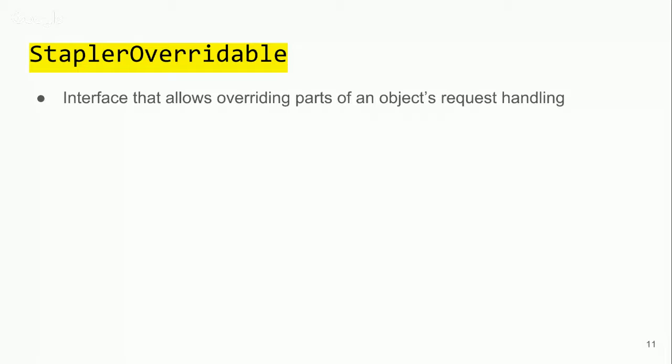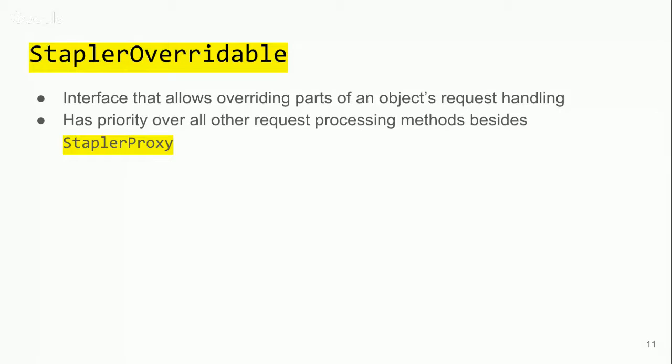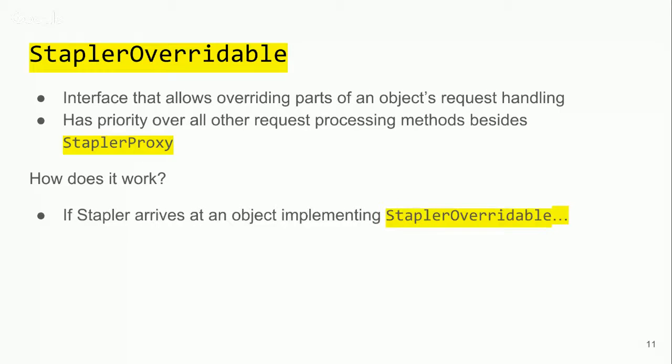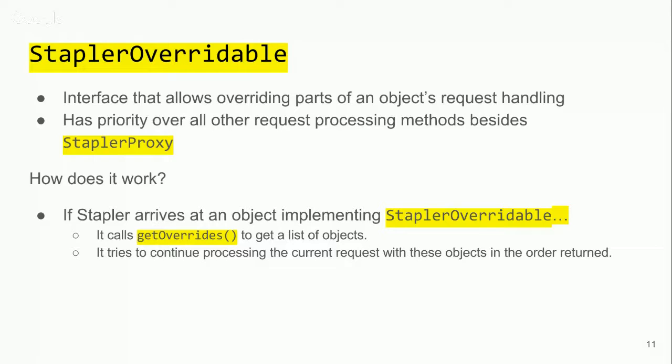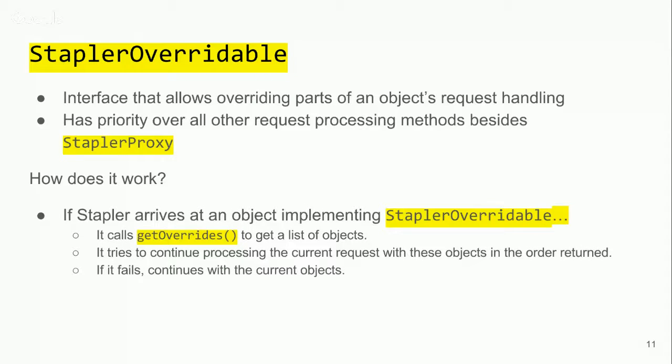It allows overriding parts of an object's request handling. It has priority over everything else but StaplerProxy. And if Stapler, during request processing, trying to figure out how to handle the request, arrives at a StaplerOverridable, it calls the method getOverrides to get a list of objects. And it will try to continue processing the current request with these objects in the order they were returned. And if that fails, it will just continue with the current object. The idea here is that you want an extension or plugin to extend parts of a certain object's UI. But if you have no such plugin installed, for example, you want to get kind of the default behavior.